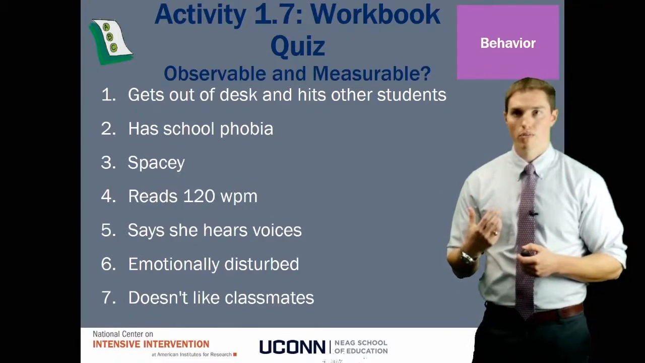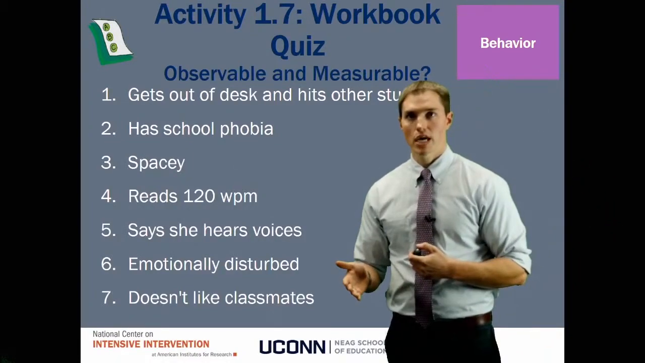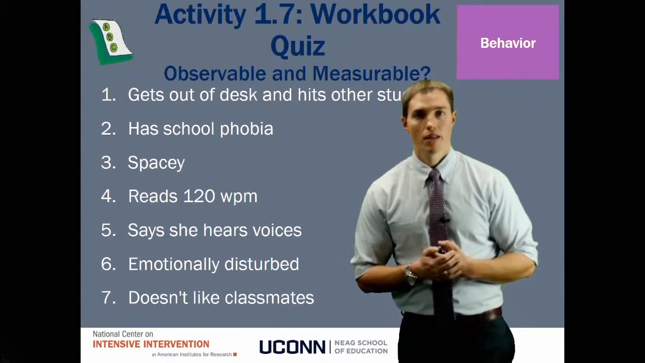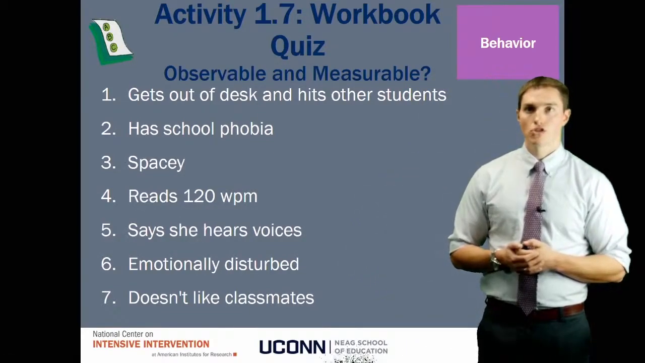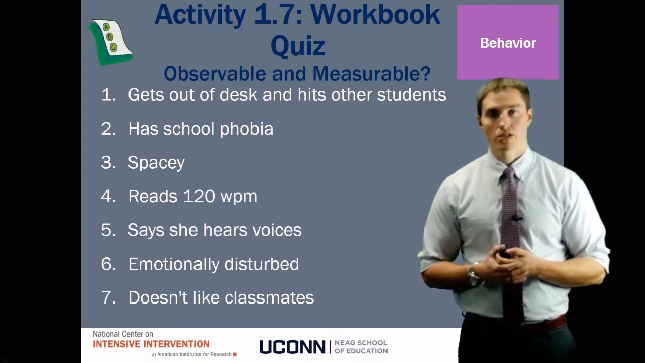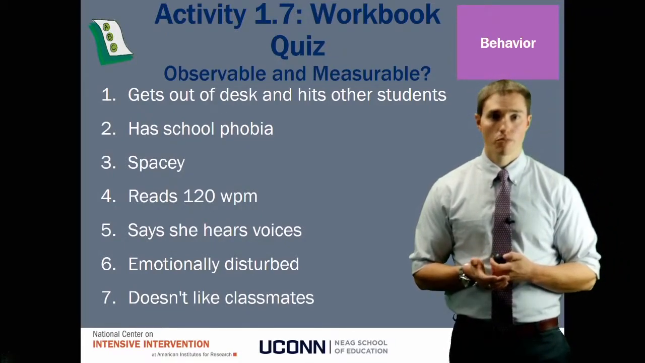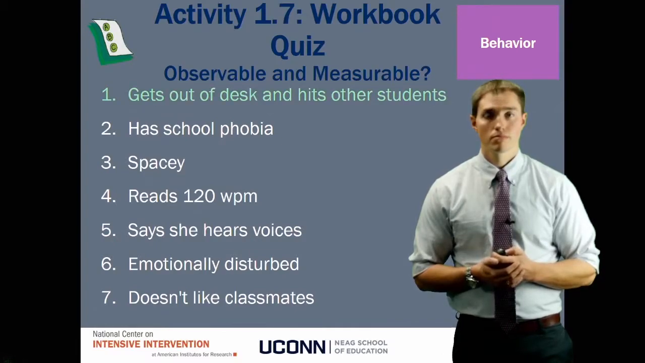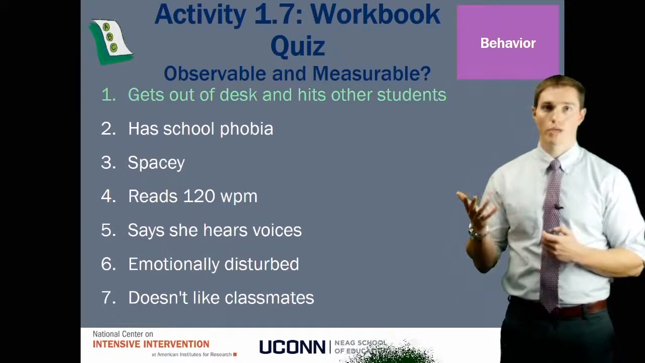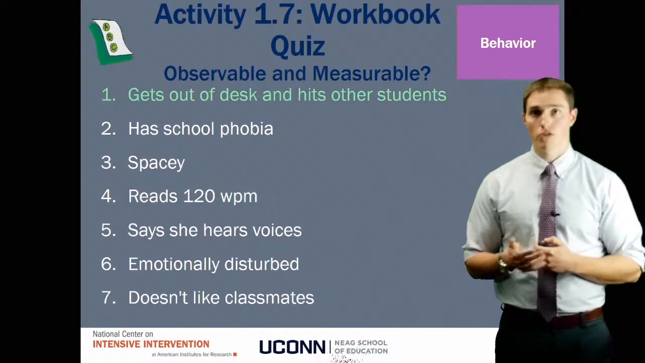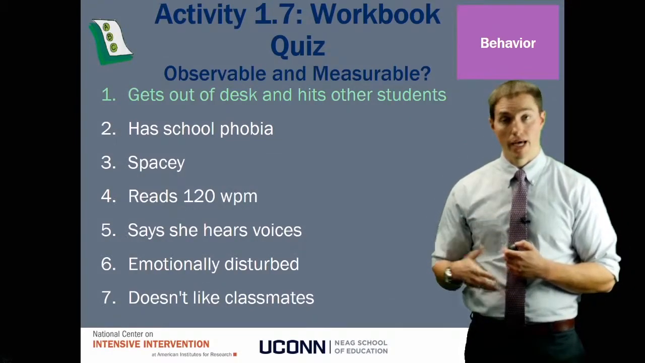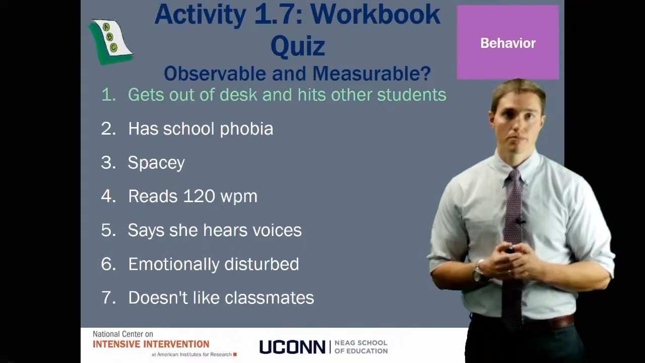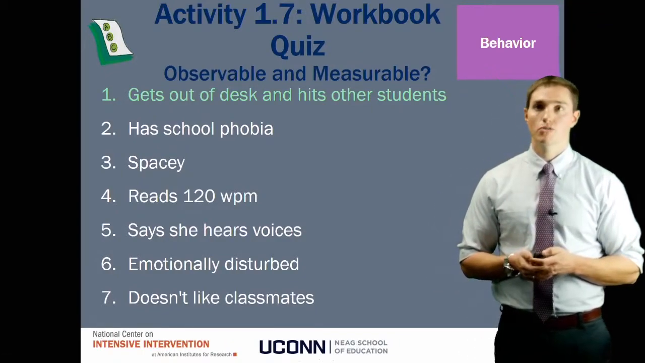Okay, so welcome back. Let's walk through these 7 examples and identify whether or not you think that they are observable and measurable. Number 1, the student gets out of desk and hits other students. Is that observable and measurable? I would say yes, so I've highlighted it in green, as I believe that is fairly observable and measurable. You can, in your mind's eye, think about what a getting out of a desk behavior would look like and hitting another student. That certainly would be observable and measurable.